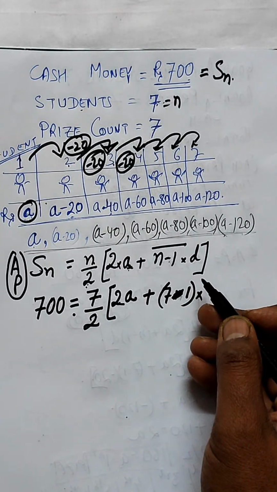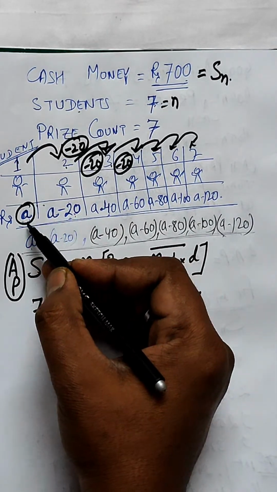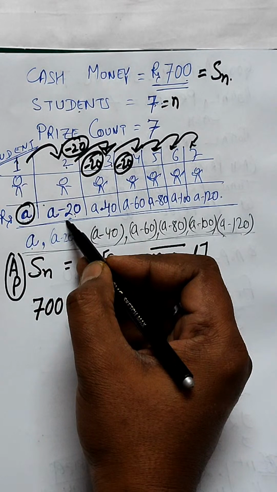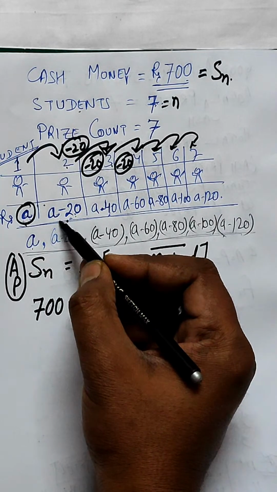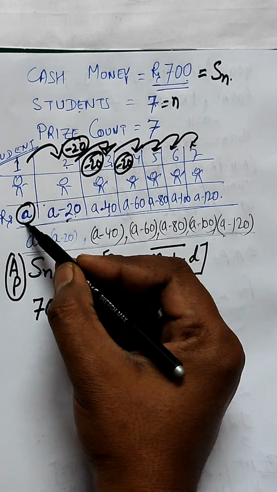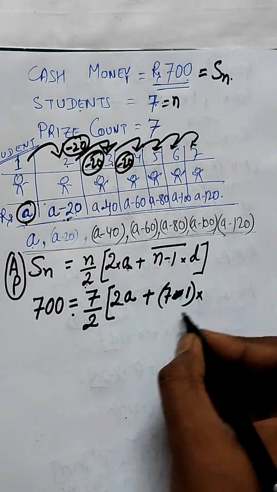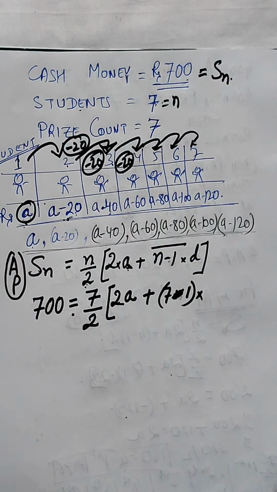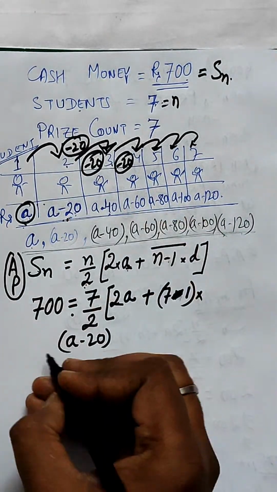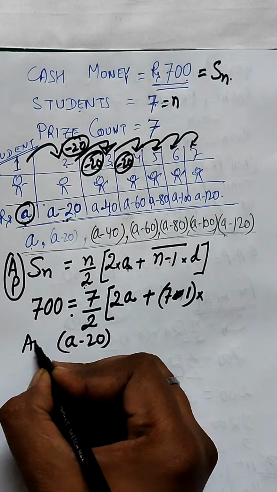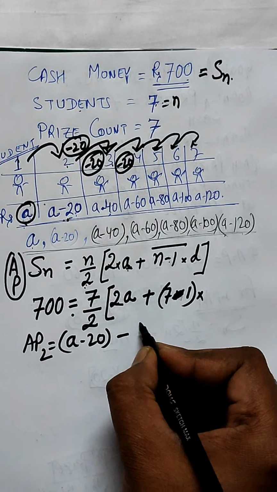And how you will calculate it, I will show you. If the second student is getting A minus 20 and the first student is getting A, just subtract the first term value of the AP from the second term value. So for the calculation of D, A minus 20 is the second term of the AP, AP2. This will be subtracted with AP1. What is that? A.